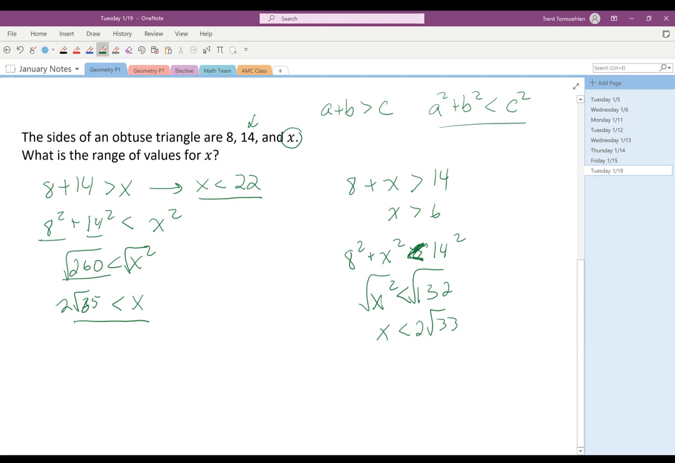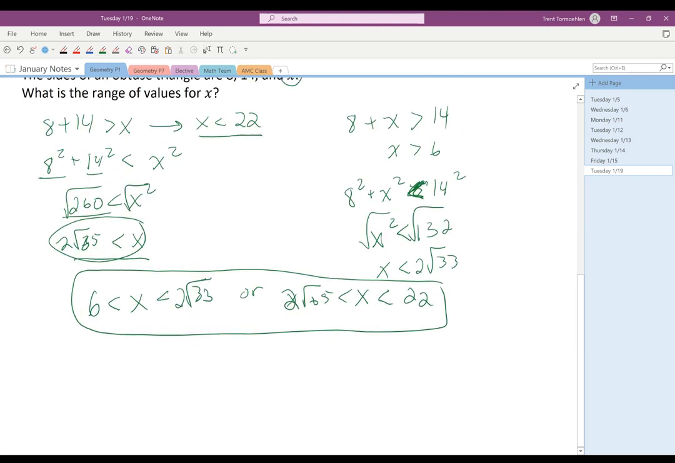And so in the obtuse case, it turns out there are two regions where the answer is. That is, x is greater than 6 and less than 2 square root of 33, anything inside those would be an obtuse triangle. Or we could have x greater than 2 square root of 65 from this one, 2 square root of 65, x is greater than that, or it's less than 22. And so that is our answer.